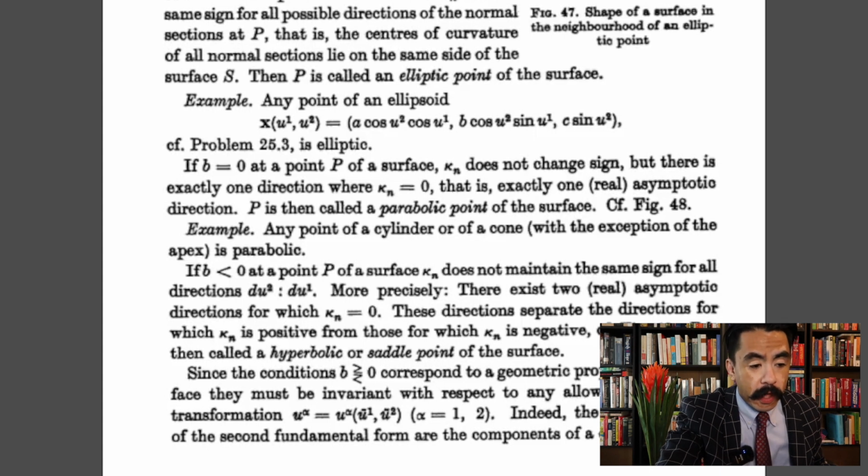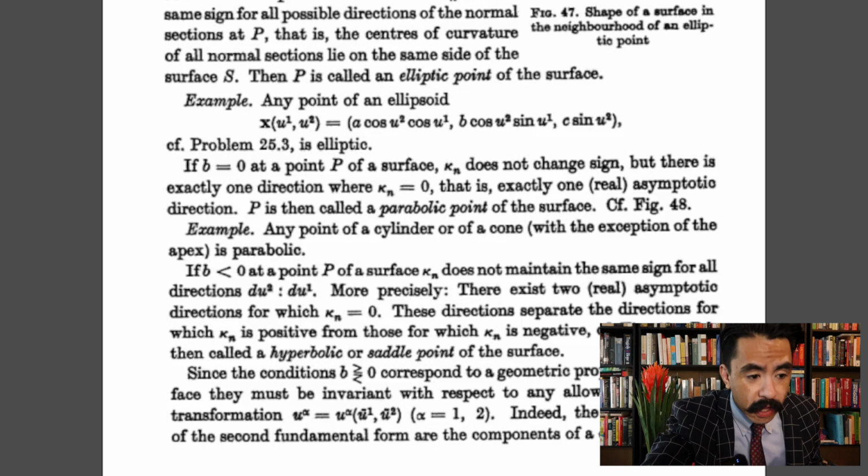An example: any point of the ellipsoid given by the vector x in terms of u1 and u2, which is equal to, entry-wise, a cos u2 cos u1, and then b cos u2 sin u1, and then c sin u2, which for more detail you can revisit problem 25.3. Any point of this ellipsoid is elliptic.